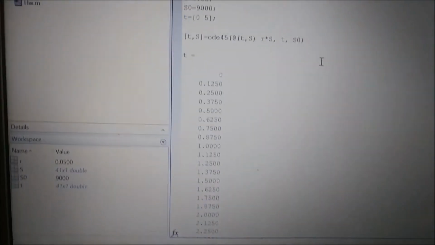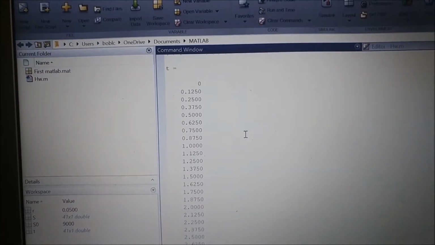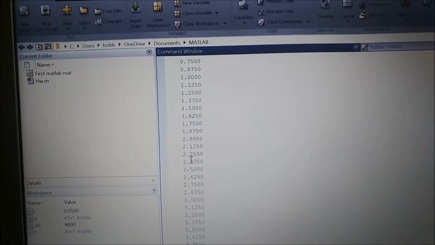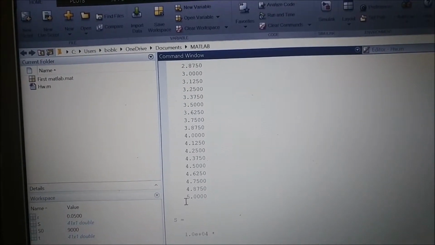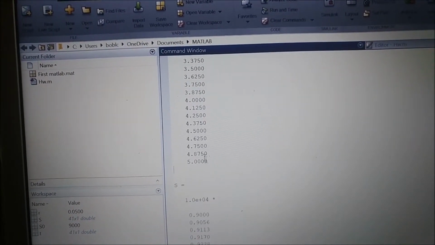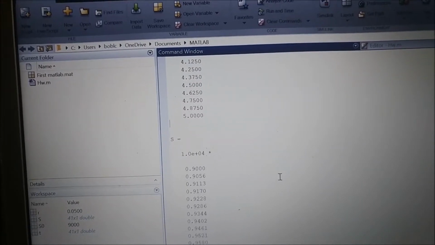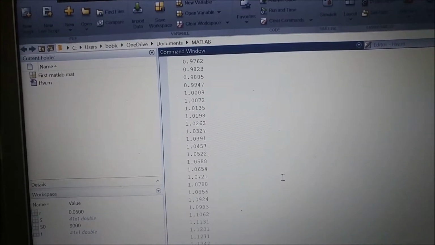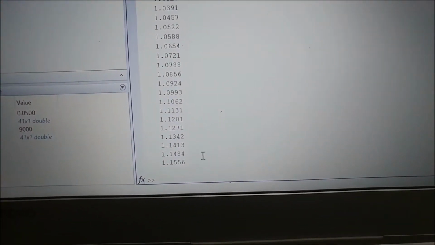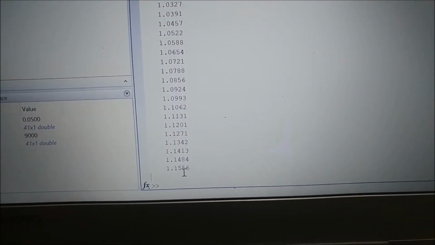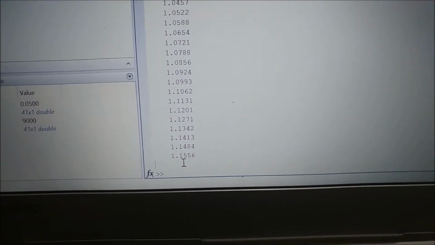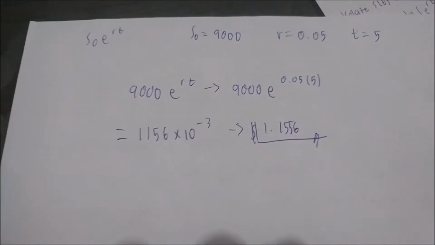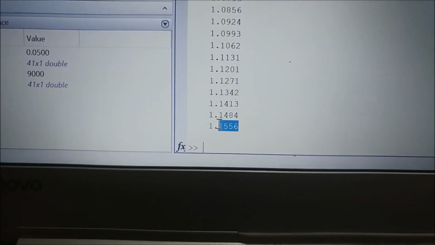So we are going to have, see, our t is going to be compounded continuously until it reaches 5 years. Now, since 5 is the last, we are going to go straight down to the last part, and voila, 1.1556. Oh, forgive me, I forgot to write 5 here. There we go. So it's 1.556, which is also what shows on the MATLAB.